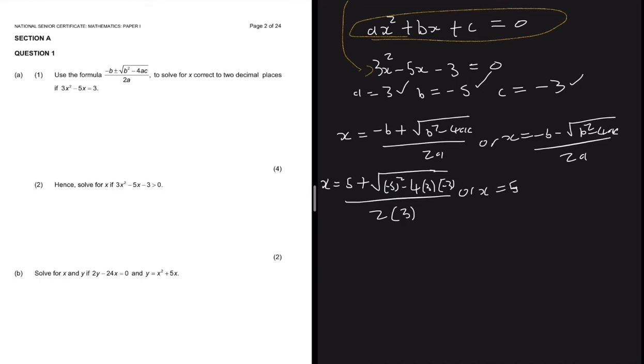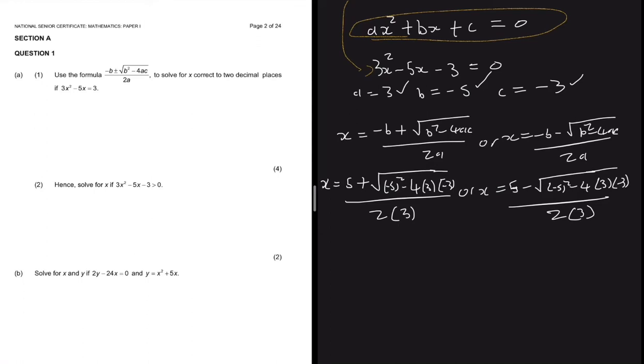Or our x can be equal to minus, we know that this is going to be plus 5, and then minus, now we're just copying what we've already written on the left hand side, that is minus 5 squared minus 4 multiplied by 3 multiplied by minus 3, divided by 2 multiplied by a, of which is 3. So from here, just to save time, let me not try and simplify it before I put it in the calculator, and just go ahead and plug it in.